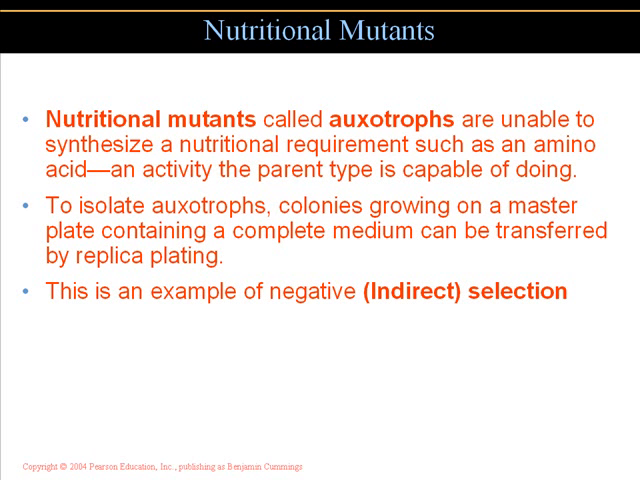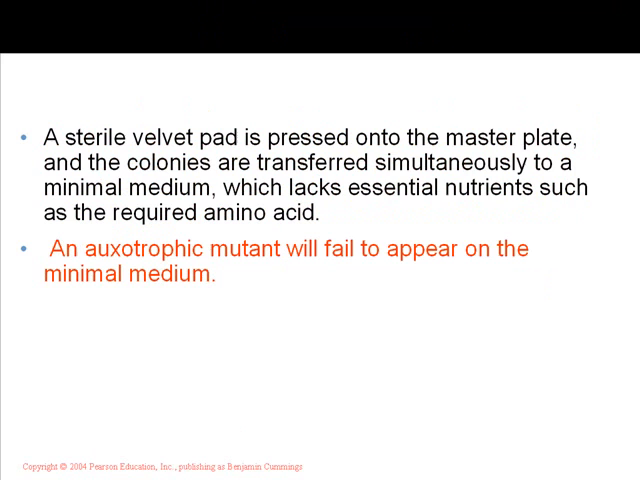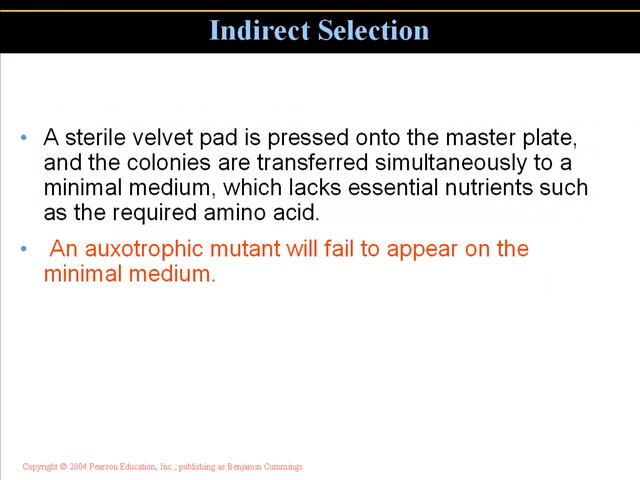This is an example of indirect selection, whereas before we preferentially put it in a selective medium. So again, just a different type of mechanism that you can use to isolate or identify particular types of microorganisms. In this particular case, it's based upon what the nutritional requirements are for those types of organisms.